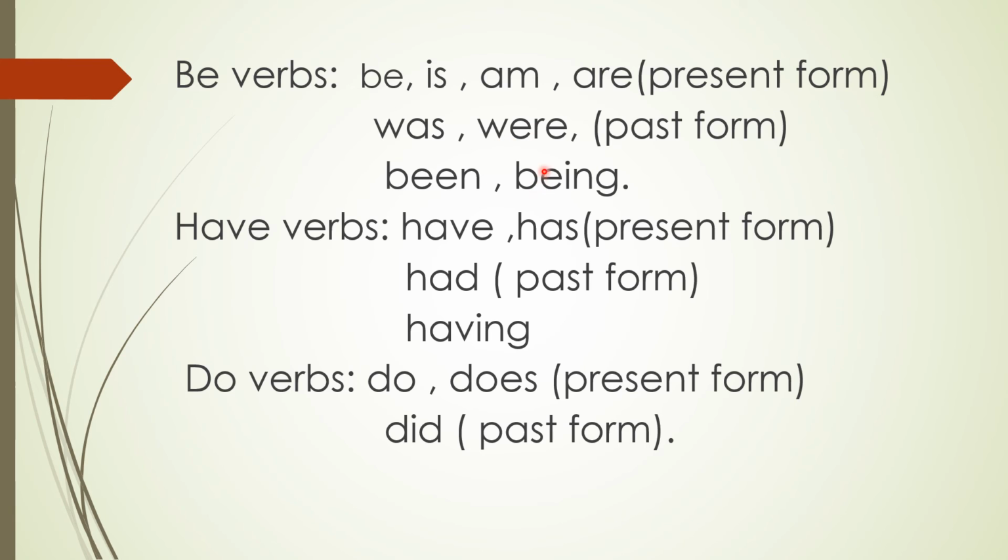You try to memorize or learn. And here, have verbs. What are have verbs? Have, has. Have and has are in present form and had is the past form. Had is the past form of the have verb and having is the ing form. Do verbs: do, does, did. Do and does are in present form and did is in past form. So dear students, it will help you. So try to learn all these verbs. I'm going to the next.